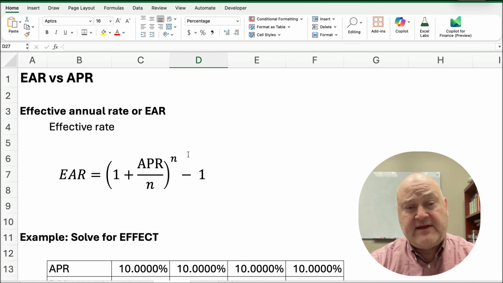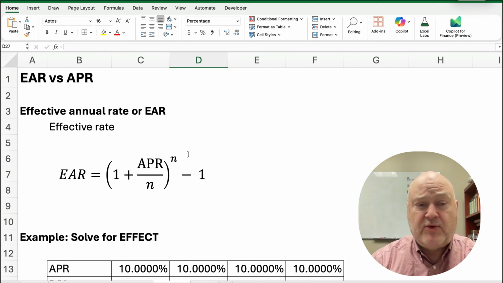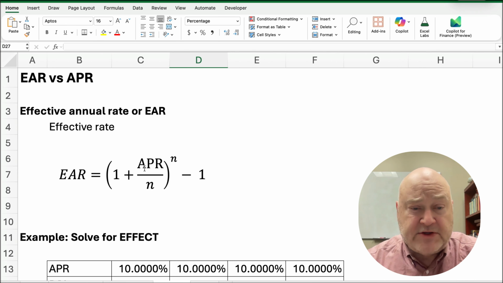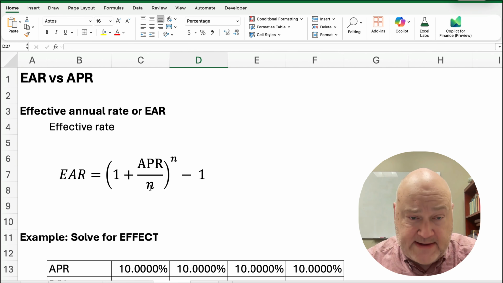Now what if you're given the annual percentage rate and you want to convert it to the effective rate? Well, here's the formula. In our previous example, you would take the 12% divided by 12, you get 1.01. So 1 plus 0.01, that's what we did, to the nth power, so the 12th power, and then subtract 1 and you'll get the 12.68.